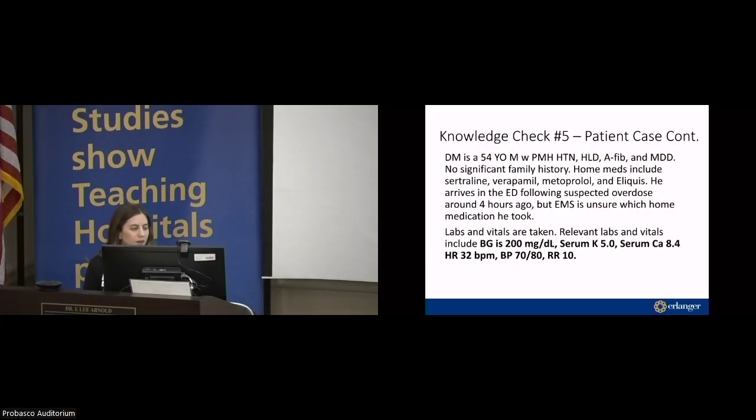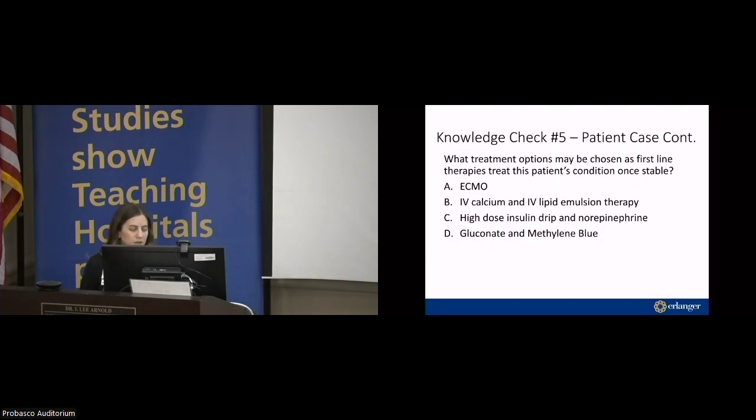So the labs and vitals are taken. Relevant labs and vitals include a blood glucose of 200, a serum K of 5, a serum calcium of 8.4. His heart rate is 32 beats per minute, and his blood pressure is 70/80, with a respiratory rate of 10. So when you look at this patient, what treatment options may be chosen as first-line therapies to treat his condition once we've done our initial management and have gotten him stable?